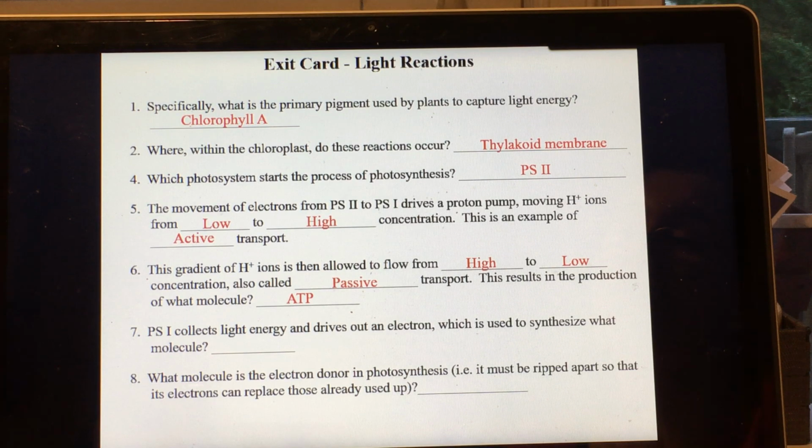Photosystem 1 collects more light energy and drives out an electron, which is used to synthesize NADPH. The electrons are continually being replaced by the electron donor, water. So this is why we need to water our plants.